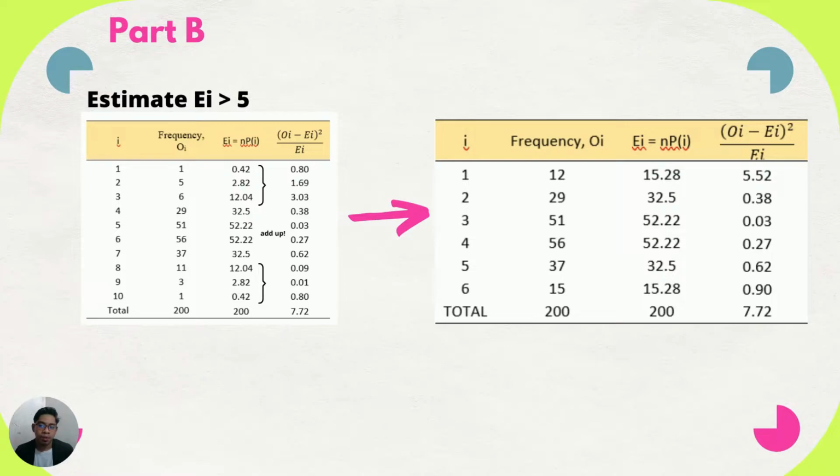Since we set the expected frequency to be more than 5, we need to form a new table as there are expected frequencies below 5. To solve this, we have to add EI until it is more than 5. We need to add iterations 1, 2, and 3 and iterations 8, 9, and 10 because the EI is below 5. The summation of (OI minus EI) squared over EI equals 7.72, and this 7.72 is the chi-square test value.